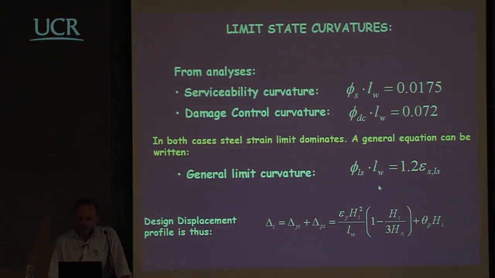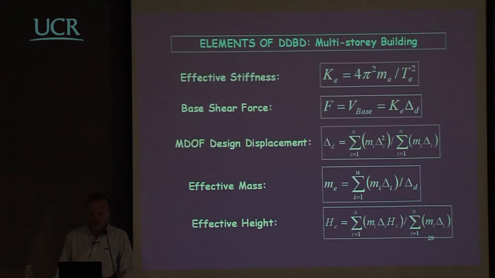Well, if you do this, then you can obtain some design displacement profile as a sum of the yield part and of the plastic part, and the plastic part is now the plastic rotation times the height. So in the previous case, it was given by limiting the rotation at the top. Now it's given by limiting the plastic rotation capacity at the base.